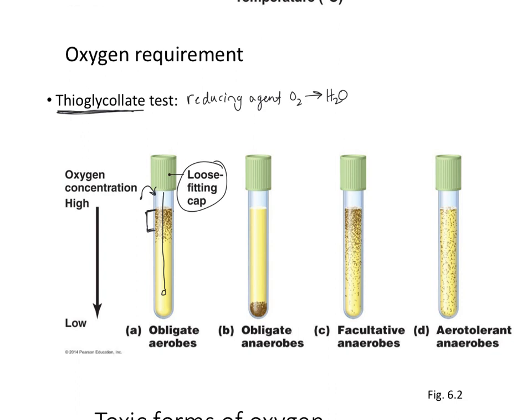Then we look to see where the organism grows and try to discern their oxygen requirement based on where the organism grows. So if we've got growth here just at the top of the tube where there's oxygen, we would call that an obligate aerobe, an organism that needs oxygen for its metabolism. Okay. Conversely, if we have an obligate anaerobe, that's an organism that does not survive in the presence of oxygen.